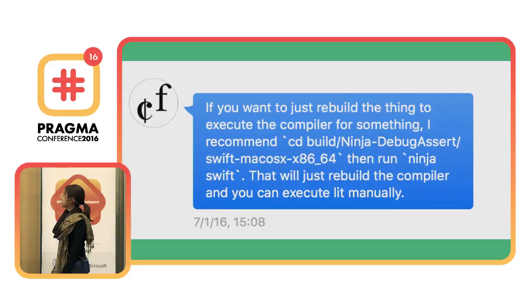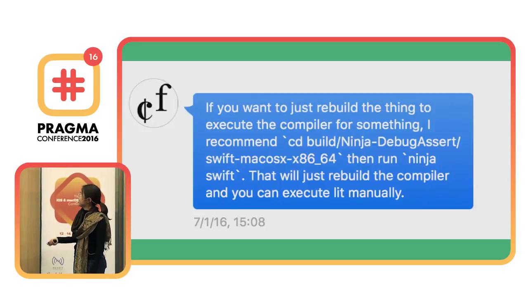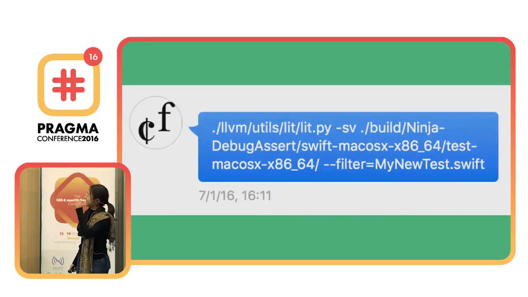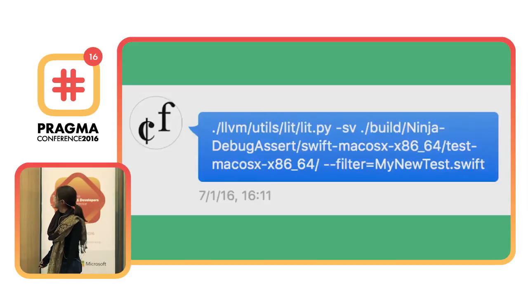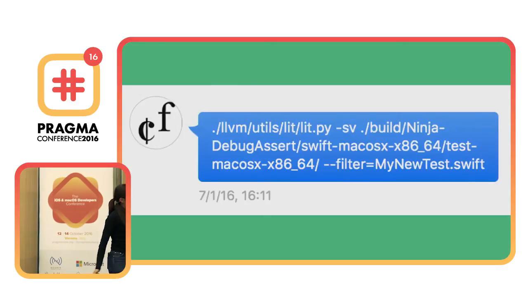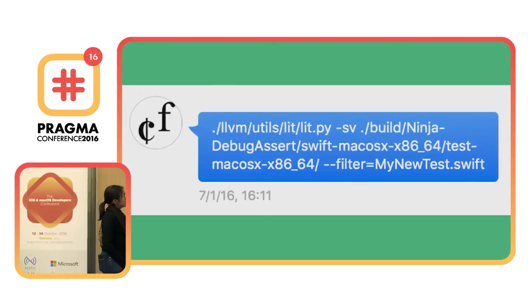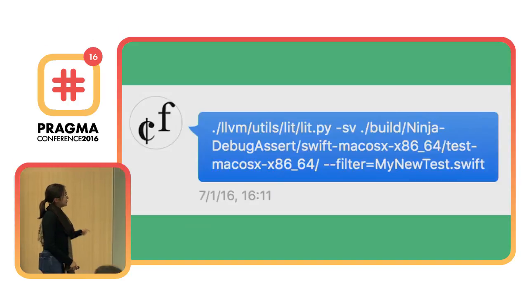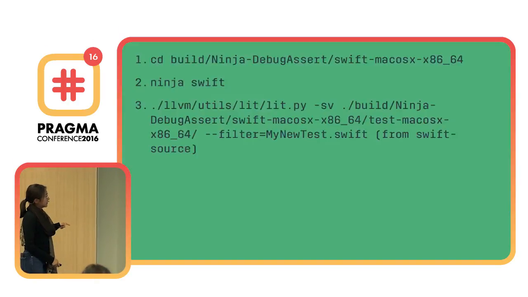And then you can run lit by running lit.py -sv (succinct, verbose), and then this ninja debug assert Swift macOS 10 x86_64 test blah. And then you can filter and specify what test you want to run. Cool. So in our case, let's see, we cd, run ninja Swift. We want to filter, but instead of my new test, we probably want to say compatibility alias.